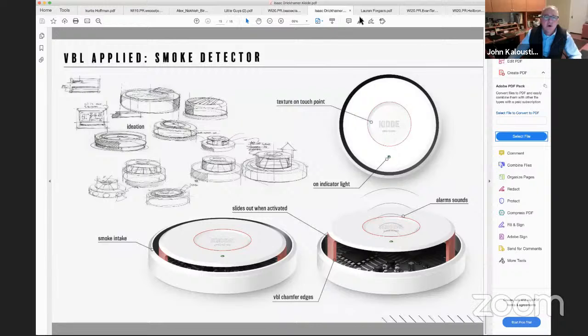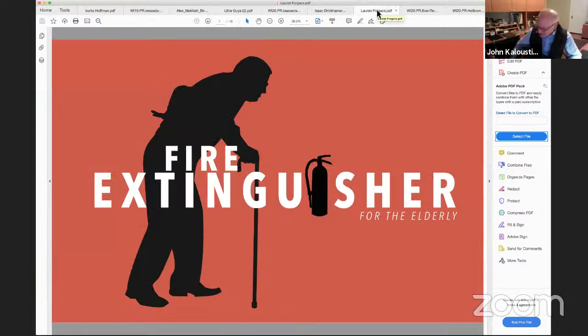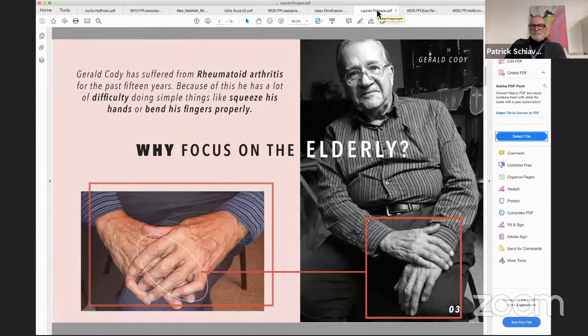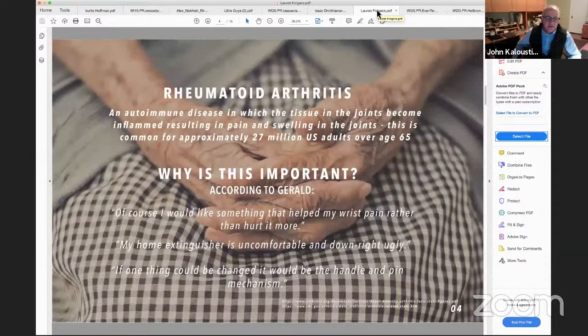So I want to go with another one here. Again, an extinguisher. This was designed for the elderly, difficult to use with elderly hands.